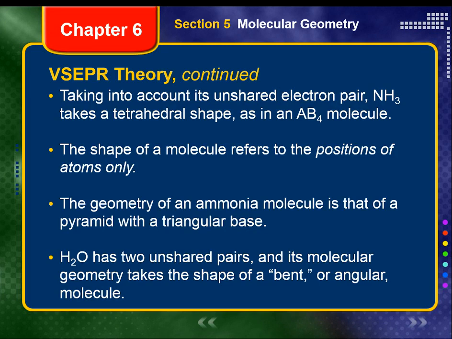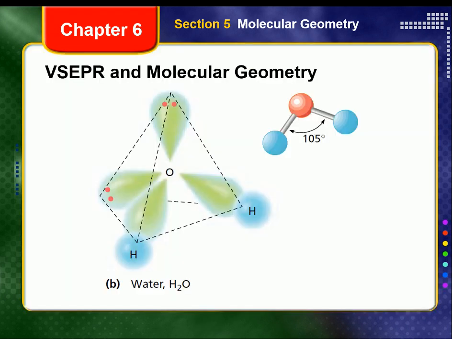A water molecule has 2 unshared electron pairs. This is an AB2E2 molecule. Here, the oxygen atom is at the center of a tetrahedron with 2 corners occupied by hydrogen atoms and 2 by the unshared pairs, as we see in figure 6-22B on page 185 of your text or on the screen now.